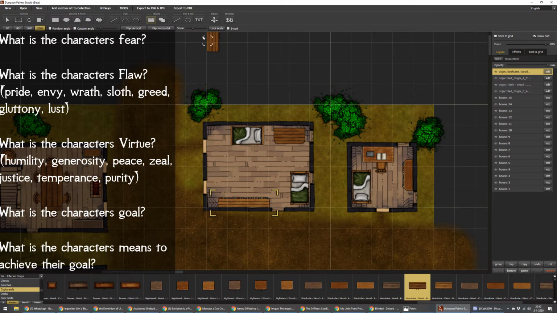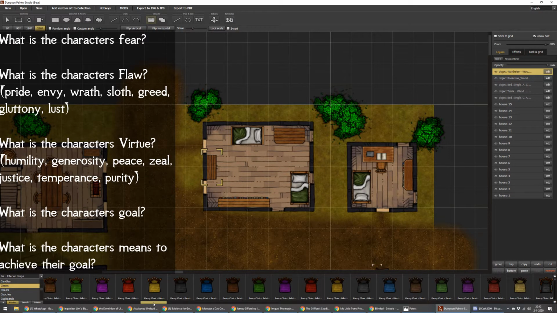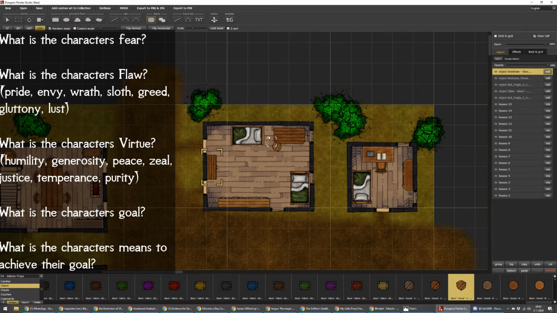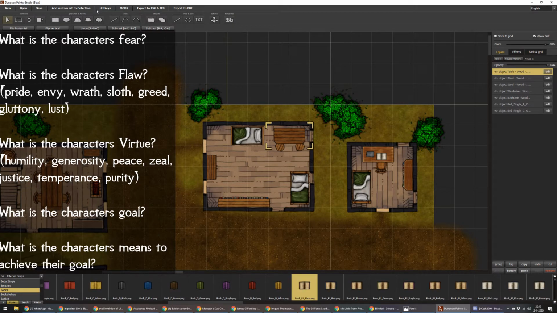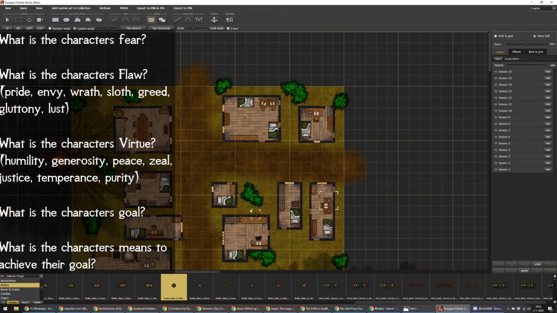So this, in my opinion, is a good way to make NPCs, to make characters, by simply asking these 5 simple questions. What does the character fear? What's the thing in their life that they want to avoid? What is their flaw? Pride, envy, wrath, sloth, greed, gluttony, lust. This can be the reason why they have their fear, or it could be the reason why their fear may manifest. What is their virtue?